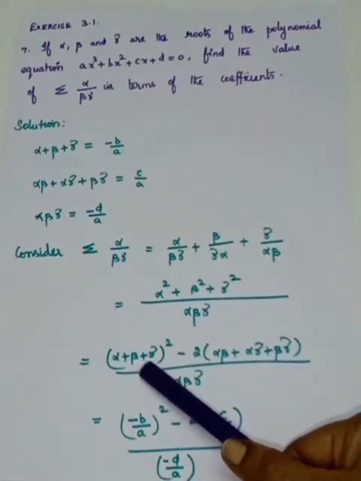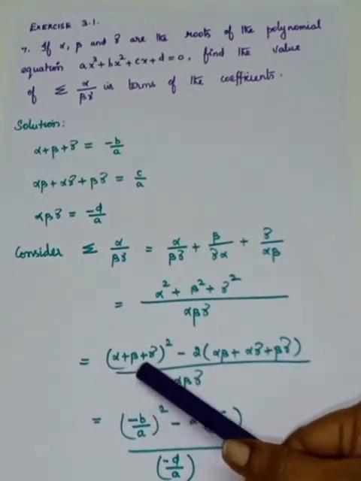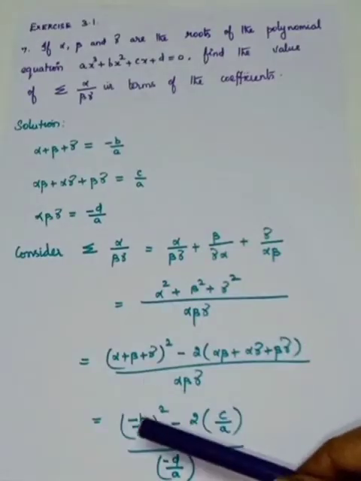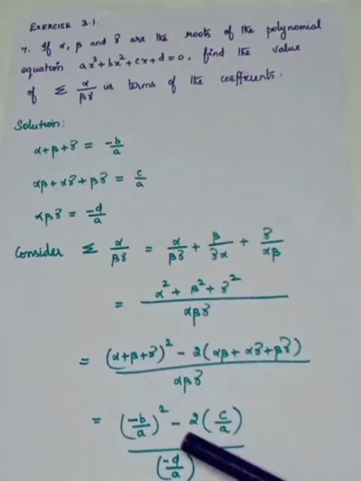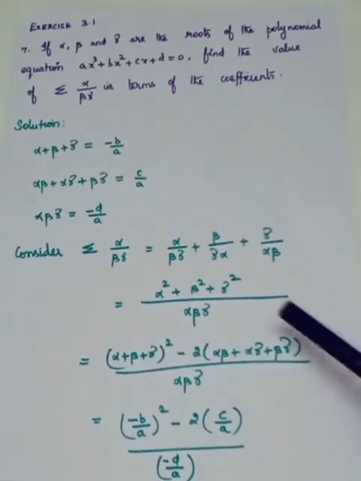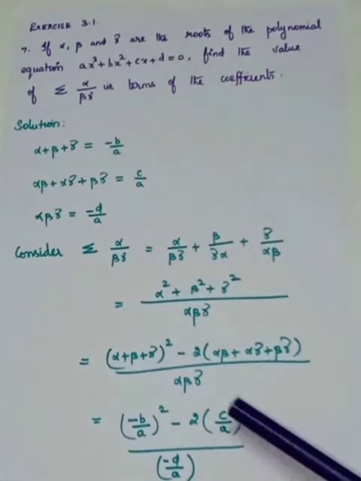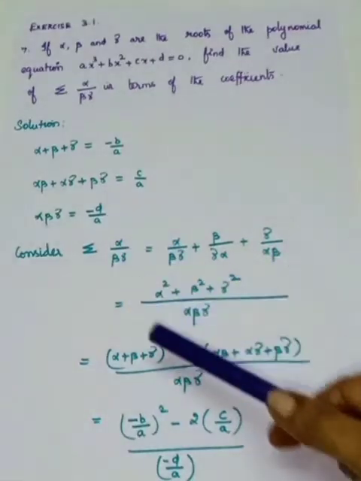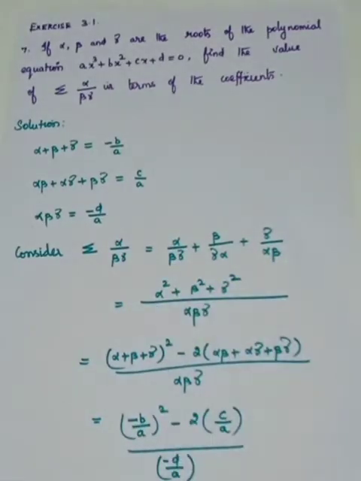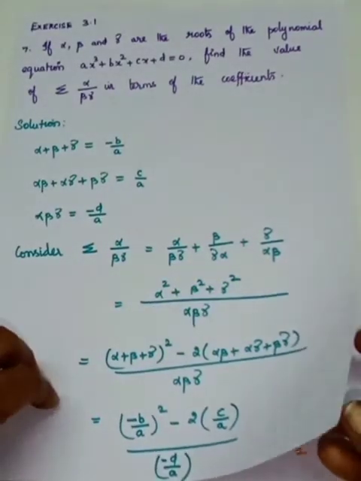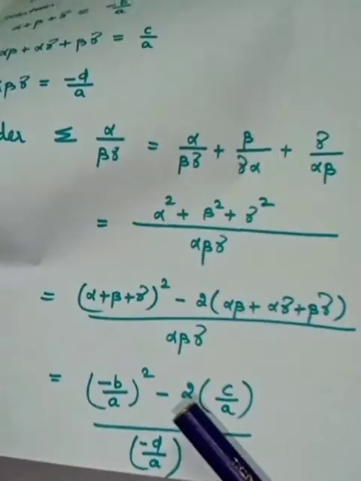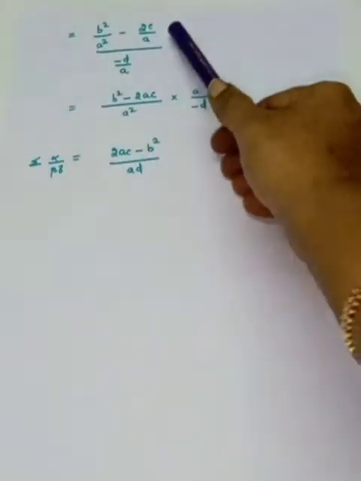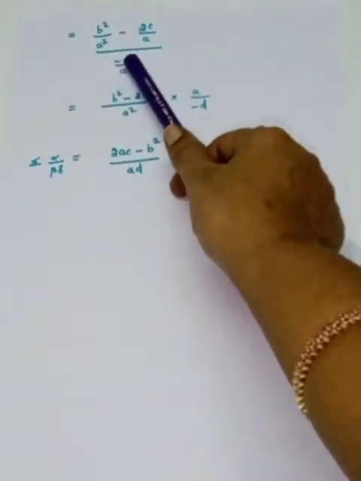These results we have already found. What is alpha plus beta plus gamma? That is minus b by a. So minus b by a the whole square, minus 2 into, what is this? This is nothing but c by a. And what is alpha beta gamma? That is minus d by a. So when you square this, it is b squared by a squared, minus 2c by a, divided by minus d by a.